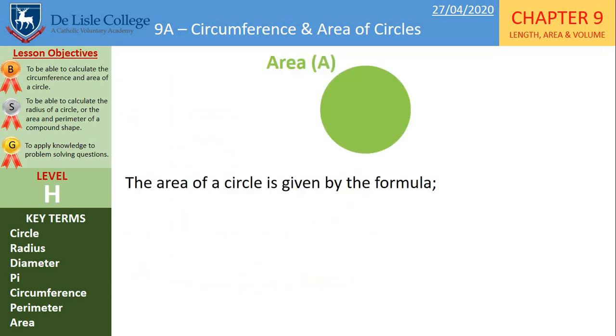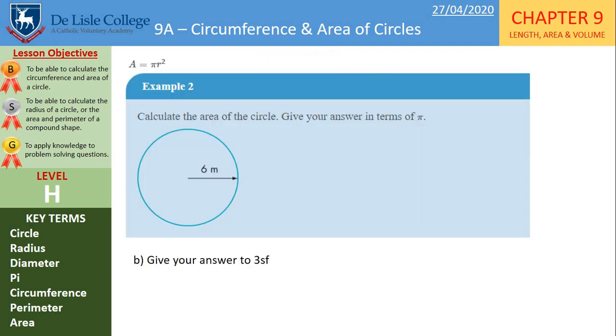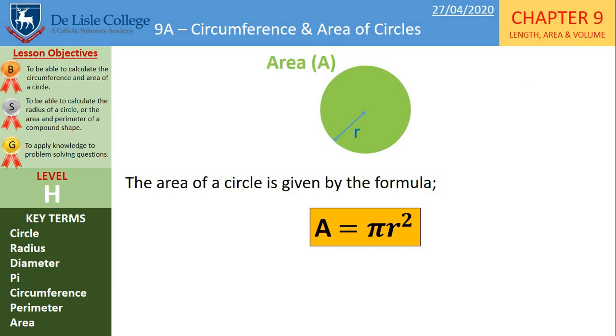Okay, let's look at the next bit. That is the area of a circle. So the area is given by this formula, A equals pi r squared. So let's make sure we've got this copied down.